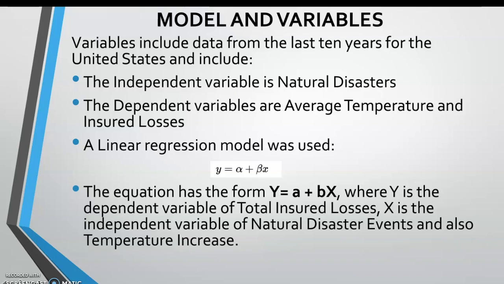Model and variables. Variables include data from the last 10 years from the United States. The independent variable is natural disasters. The dependent variables are average temperature and insured losses. A linear regression model was used as well. The equation has the form y equals a plus bx, where y is the dependent variable of total insured losses, and x is the independent variable of natural disaster events, and also temperature increase.